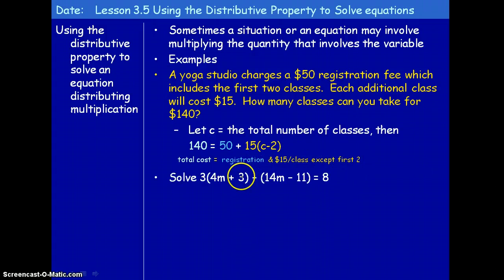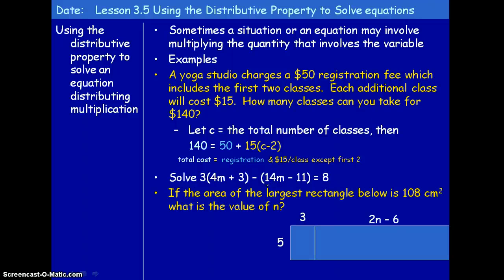Another example, we might be asked to solve a straightforward equation, or we may be asked to consider the perimeter, or excuse me, the area of a rectangle. Here we know that the area of the rectangle is 108 centimeters squared. What is the value of n? We could set up an equation where we are multiplying 5, the height of the rectangle, times the width or the base of the rectangle, which is made up of the side length of 3, as well as the side length of 2n minus 6.